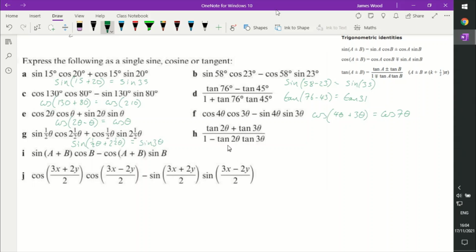This one here, this is going to be the tan formula. And it's got a plus on top. So this is going to be tan(A plus B). So this is tan 2 theta plus 3 theta, which is tan 5 theta.